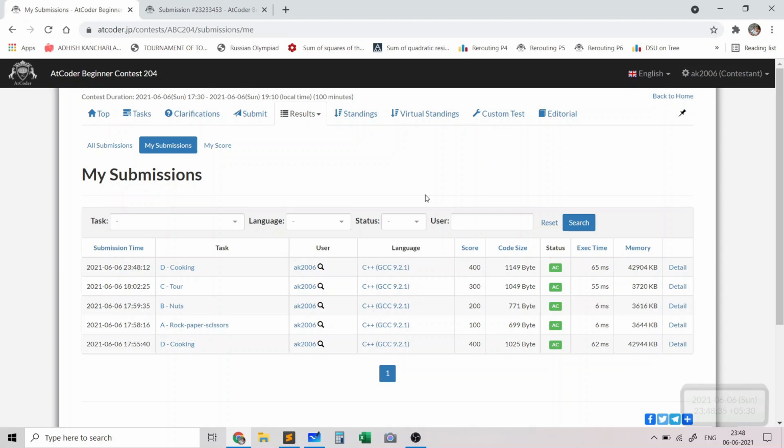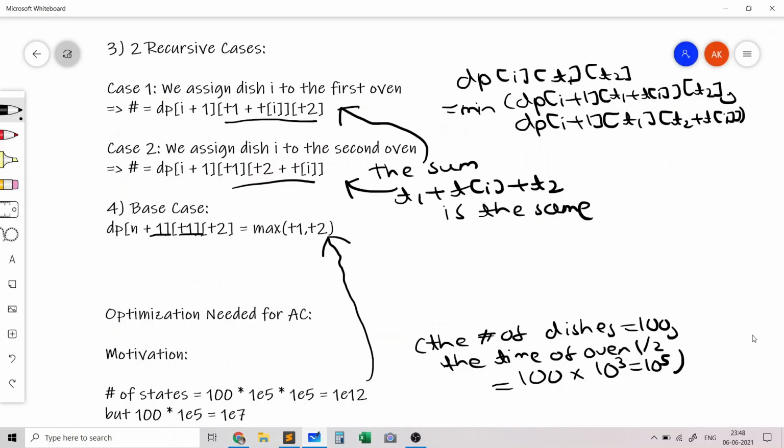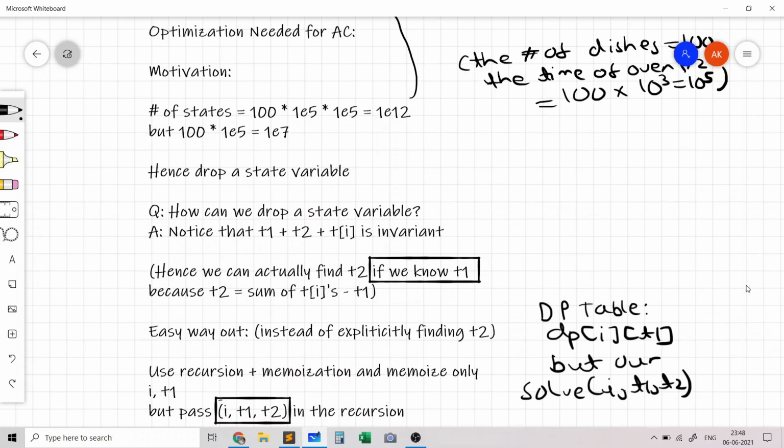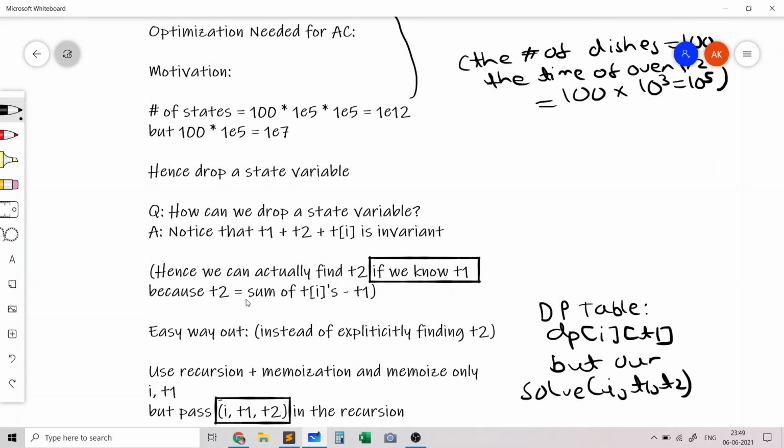As you could see, this problem illustrated the idea of coming up with a simple DP solution which is too slow and which has an extra state variable, then figuring out the fact that we need to eliminate that state variable, and noticing that an easy way to eliminate that state variable is by using recursion plus memoization instead of explicitly finding out what that state variable is.